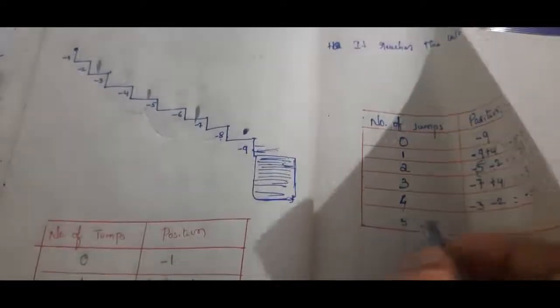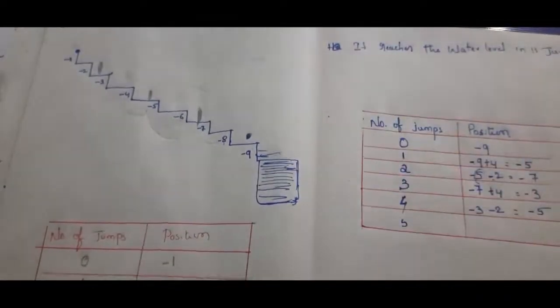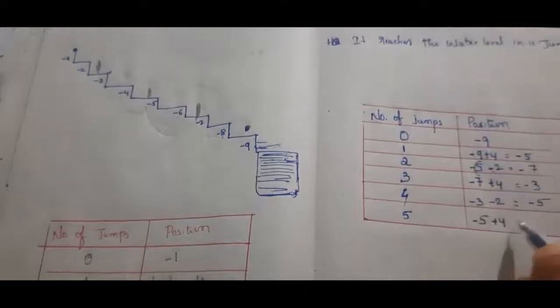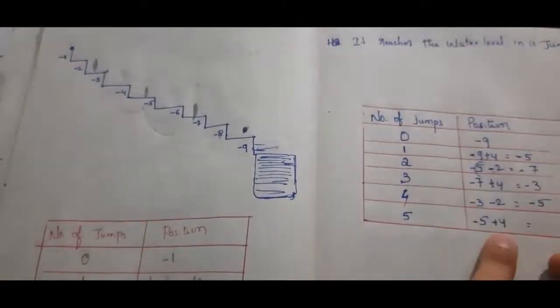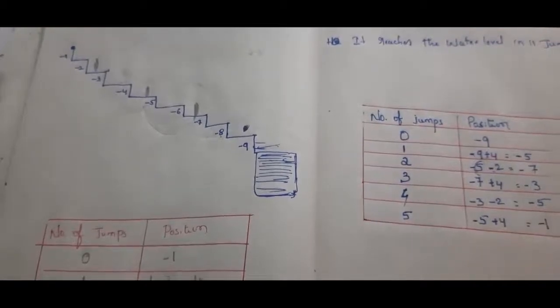Next, in the fifth jump, now the position of the monkey is minus 5. And it jumps what here? 4 steps up. After 2 steps down, it takes 4 steps up. The monkey position is now minus 5 and it takes 4 steps up, that is plus 4. Minus 5 plus 4, minus 1.